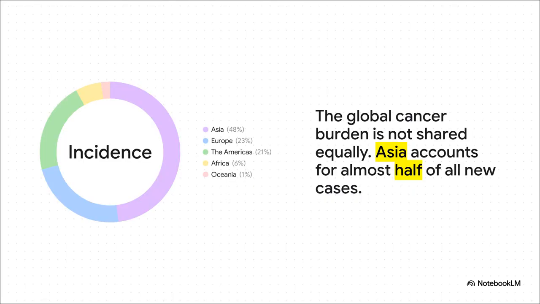Now, this chart shows something really important about the global cancer burden. It is not spread out evenly. You can see that almost half of all new cases, we're talking 48.4% to be exact, and more than half of all cancer deaths happen in Asia. This really highlights that this is a complex disease, with genetics, environment, and lifestyle all playing a part.